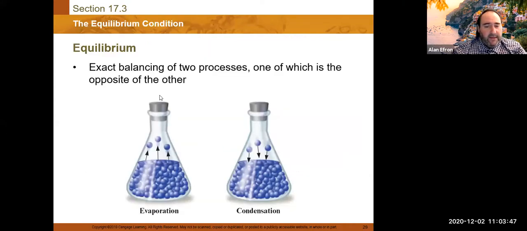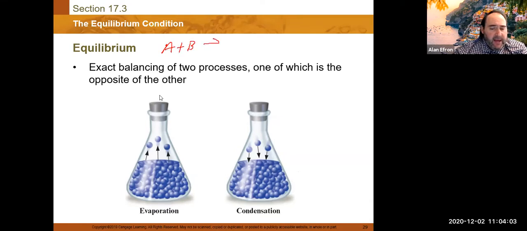All right, so let's talk about equilibrium, and really what it means. And first off, in terms of chemistry and chemical reactions, equilibrium reactions really involve a certain type of reaction.